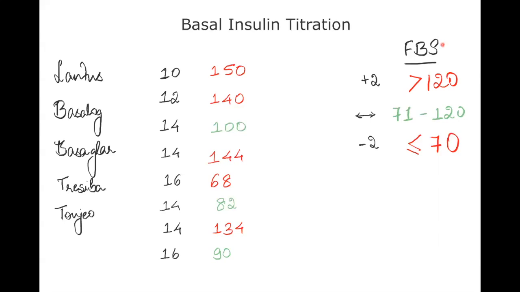Fix fasting first and the rule of two. And don't worry, don't skip insulin. If there's a hypo, reduce insulin from the current dose by 2 units. Titration is important and it helps you get to your targets, and this can prevent long-term complications from diabetes.